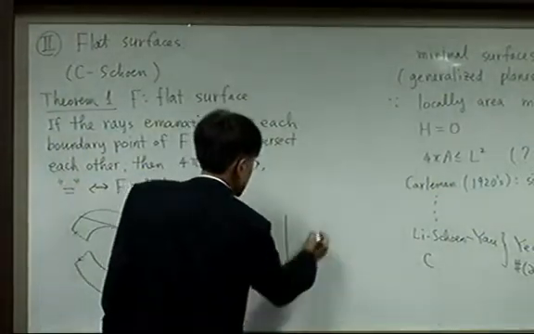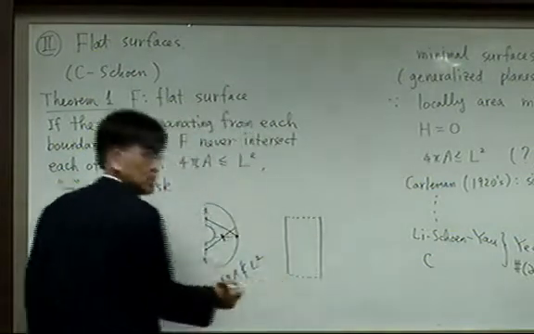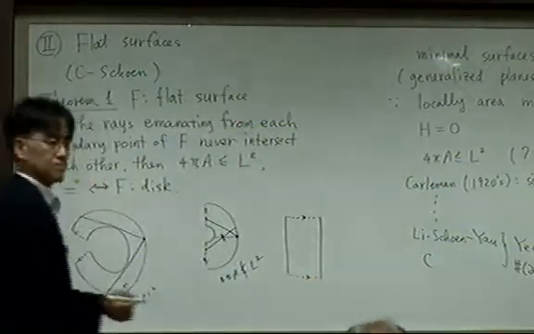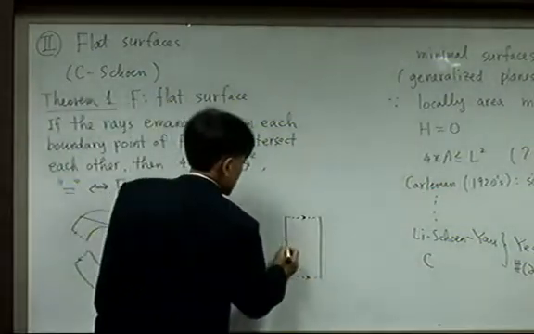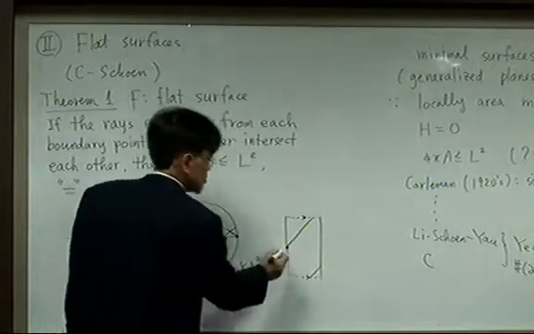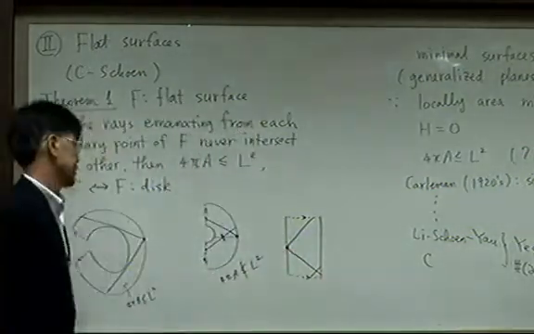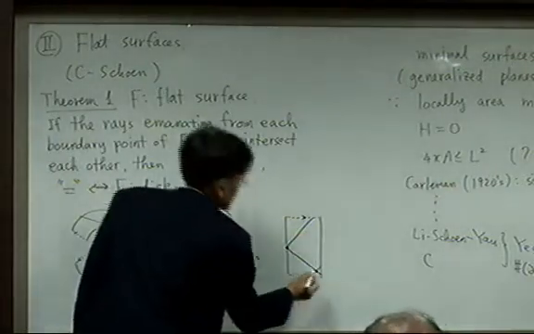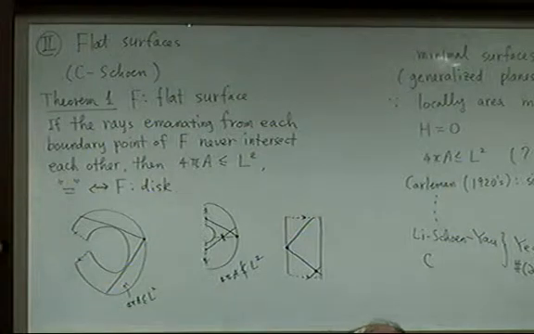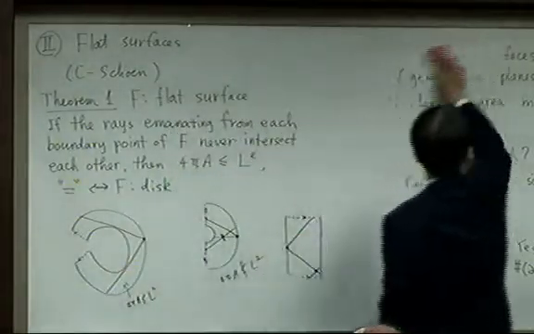Similarly, if you have a cylinder like this, the top part is identified with the bottom part. Then consider this ray, which becomes this ray, but this ray intersects another ray from the same point. Okay, so we have this intersection. So this hypothesis is not satisfied on this cylinder.